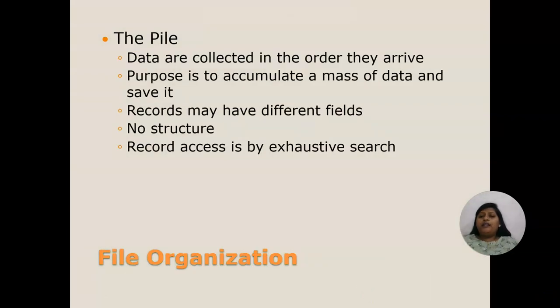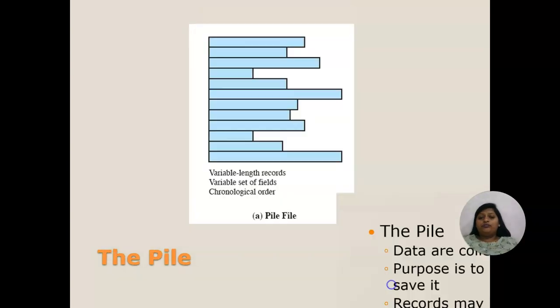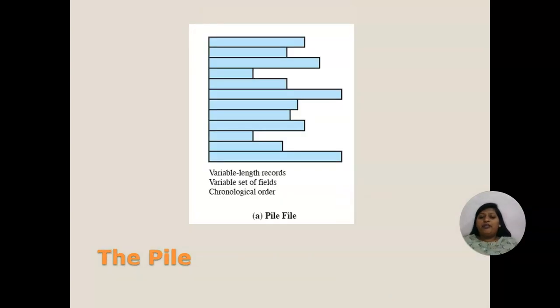The pile file. Data are collected in the order they arrive. The purpose of the file is to accumulate a mass of data and save it. Records may have different fields. There is no structure. Record access is by exhaustive search. So the diagram represents the pile file. Here, variable length records are available, with a variable set of fields in chronological order.